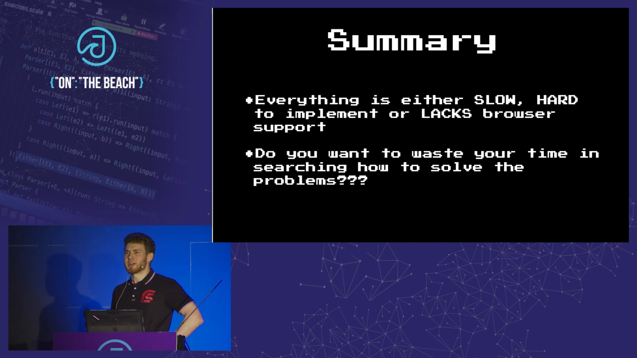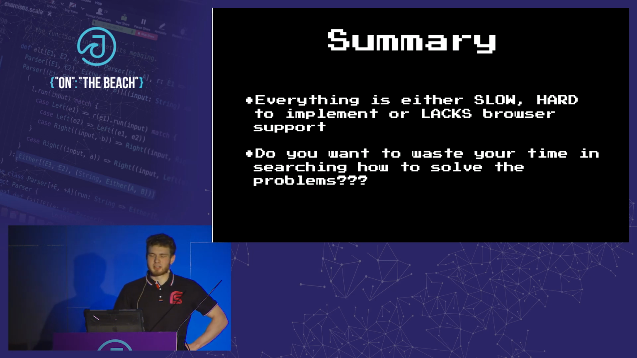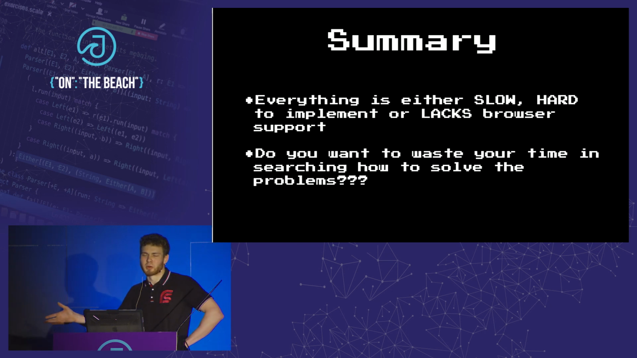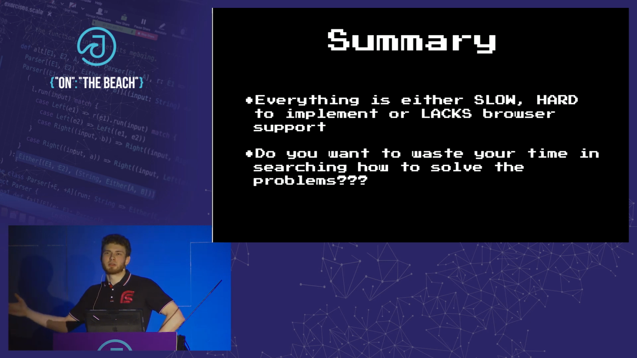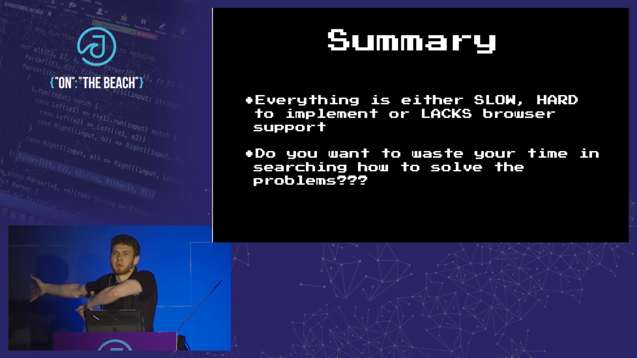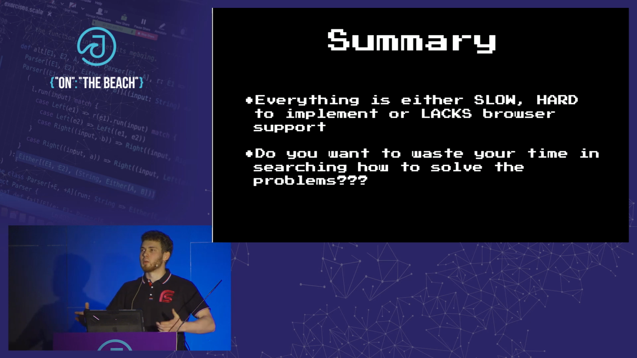So in general, what we can summarize from what we saw in the previous slides is that everything is either slow, hard to work with, or unstable. And for some cases, there is some lack of browser support, etc. And in general, do we want to solve all these problems in production? Or do we just want to use something that provides us everything at once?